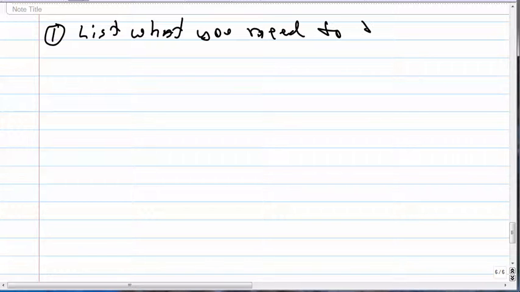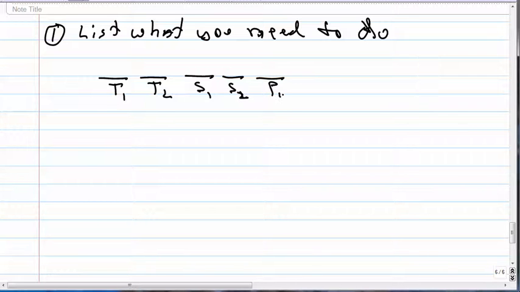The first thing you do is I list what you need to do. Okay, maybe I need to pick a teacher, a second teacher, maybe a student, another student. Maybe I need to pick one parent. So the first thing I do is I make a list. I label what I am doing. Maybe I'm picking a president, vice president, secretary, whatever.